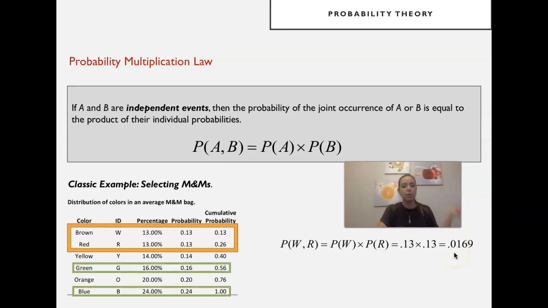Same thing, what's the probability of getting the green and the blue? Because those two are independent, you can compute that probability by multiplying 0.16 by 0.24 and knowing that the probability of getting these two things together, the joint probability, is approximately 0.04.